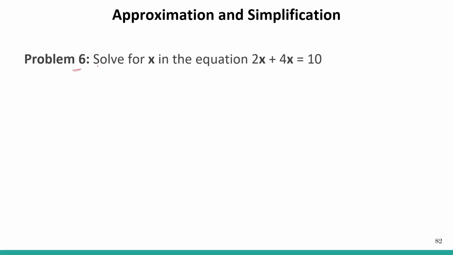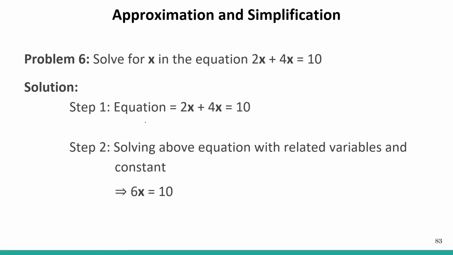Let's see problem number 6. Solve for x in the equation 2x plus 4x is equal to 10. So this implies that 6x is equal to 10. So this implies that x is equal to 10 by 6. So this will be equal to 5 into 2 by 3 into 2. So this will be equal to 5 by 3 by cancelling the 2 in the numerator and denominator. So that is what we have left.